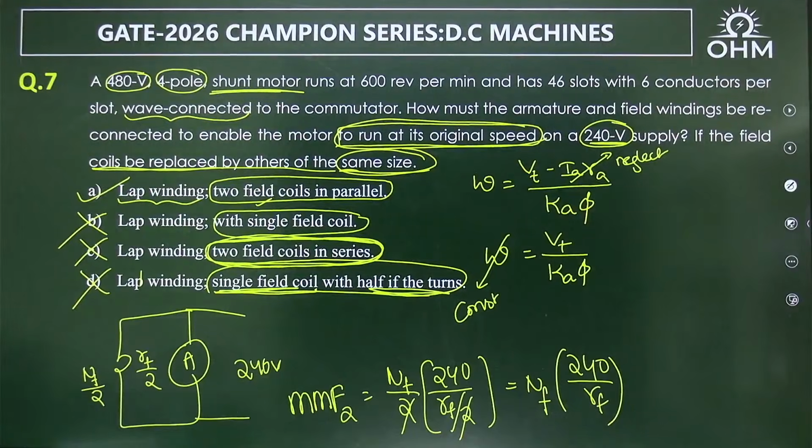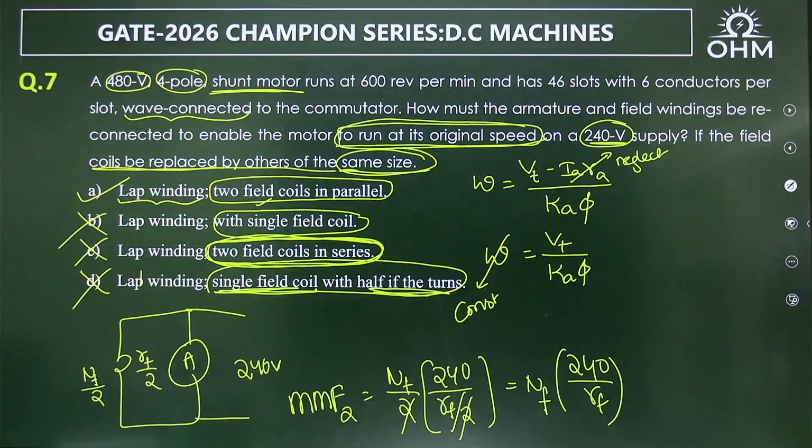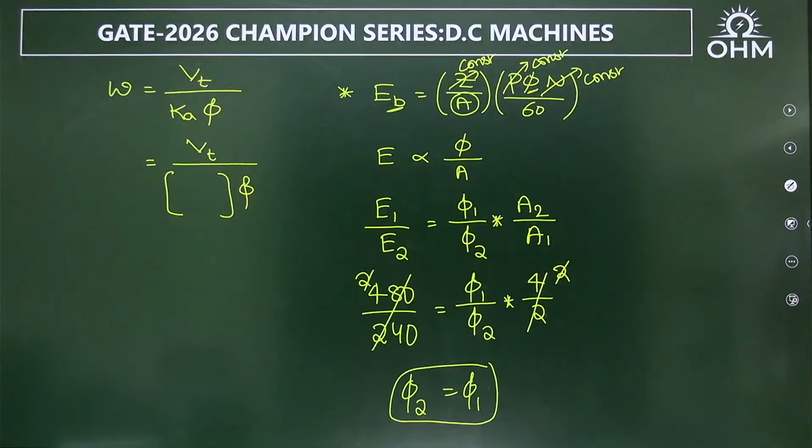These kinds of questions will come for 2 marks. Remember, the machine has to rotate at the same speed even though the voltage is modified. Not only voltage, the winding connection is also modified. Earlier it was wave connection, now it is lap connection. So speed has to be constant, N is constant. Overall conductors I am not disturbing, Z is constant, poles are constant. What are the only variables? Flux and parallel paths. Why are parallel paths changing? I am changing wave connection to lap connection, right? Voltage also modified, 480 to 240.